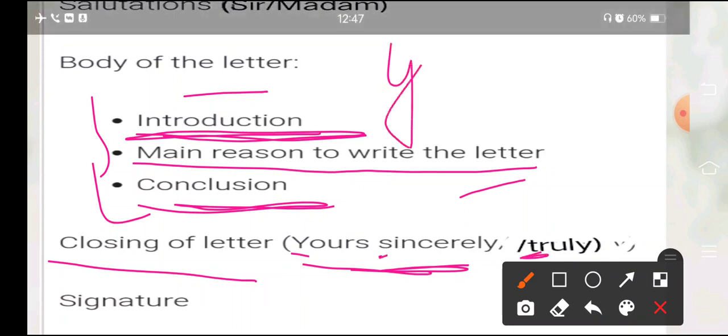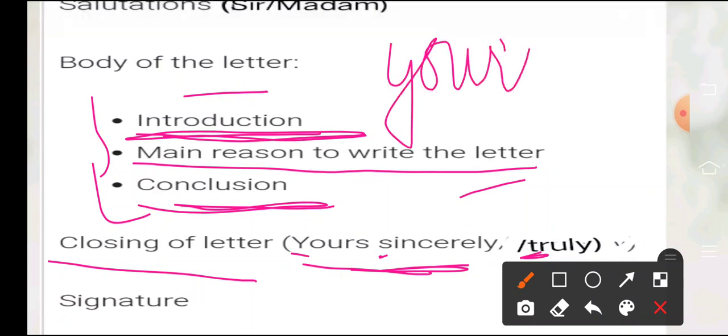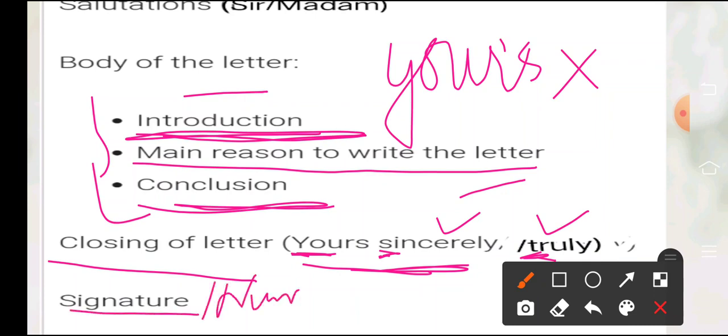As I told you many times, if you write it like this, it is wrong. You have to write "Yours" without a comma, then "sincerely" with a small s, or "truly" with a small t. If you want, you can take either of these two. So "sincerely" with a small s, or "truly" with a small t, and last the signature or name.